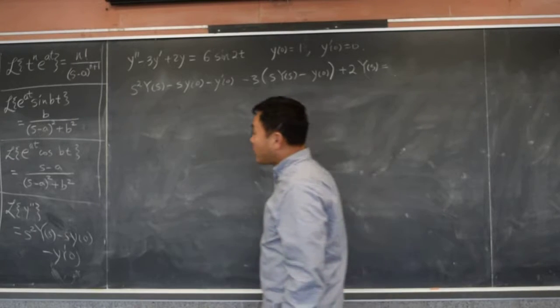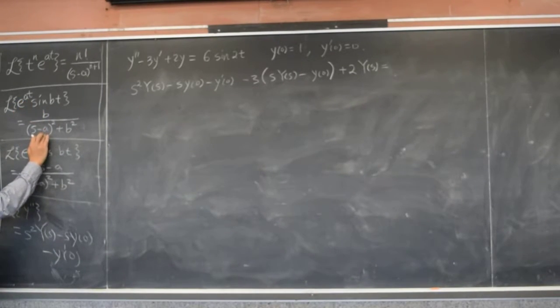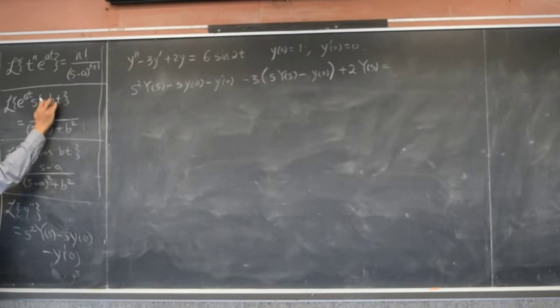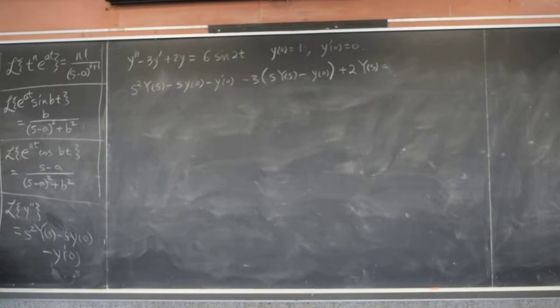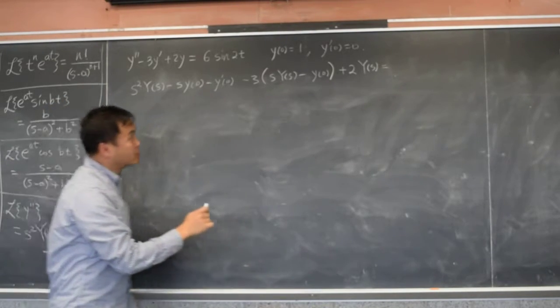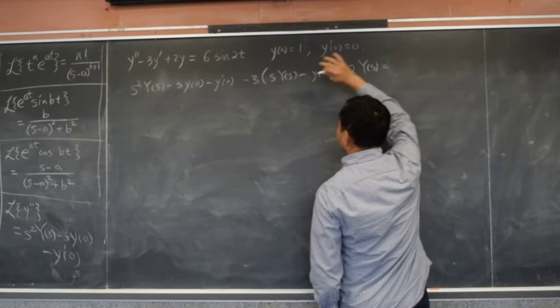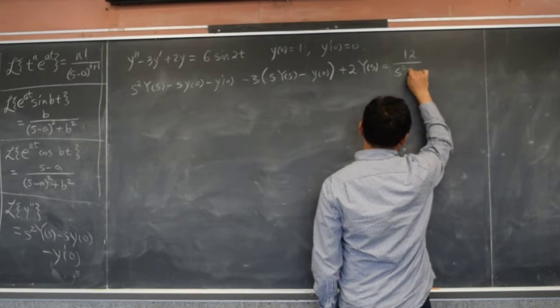Now let's think about sine of 2t. You can use this thing with a equal to 0. So it will be b over s squared plus b squared, where b is this thing. So what's b for our case? 2, right? So it's 2 over s squared plus 4. Which then times 6 gives you 12 over s squared plus 4.